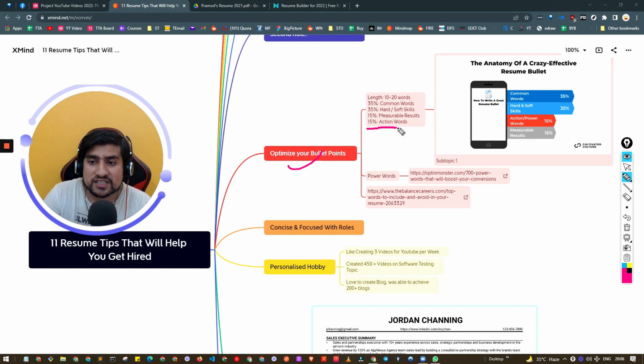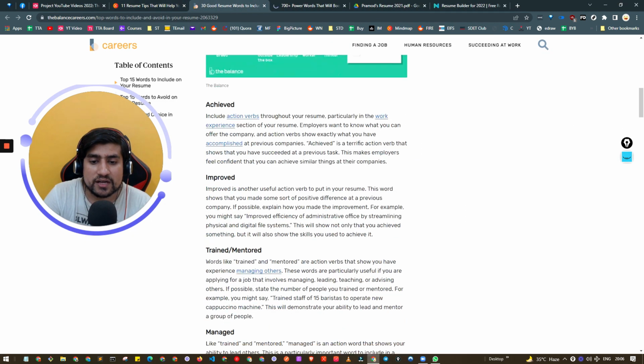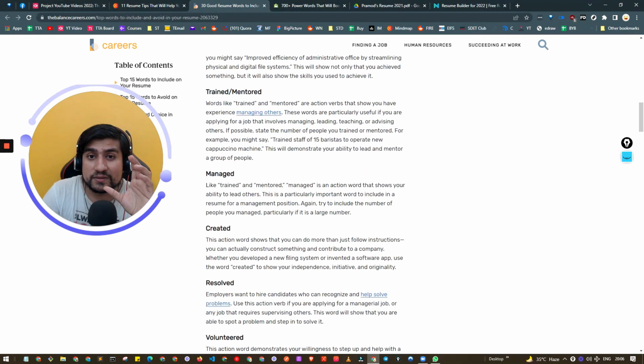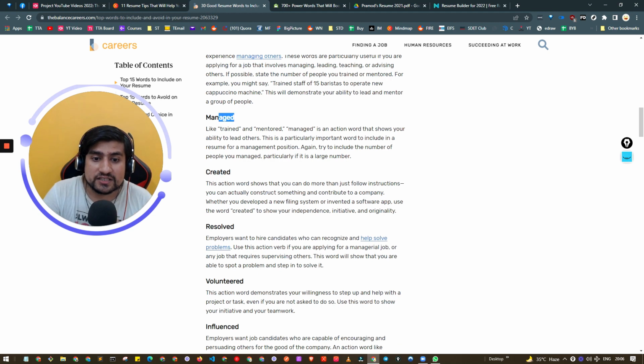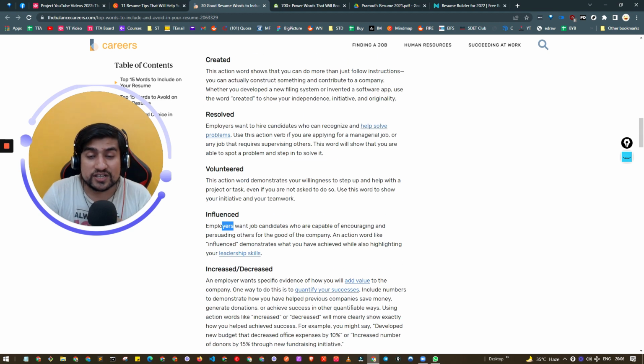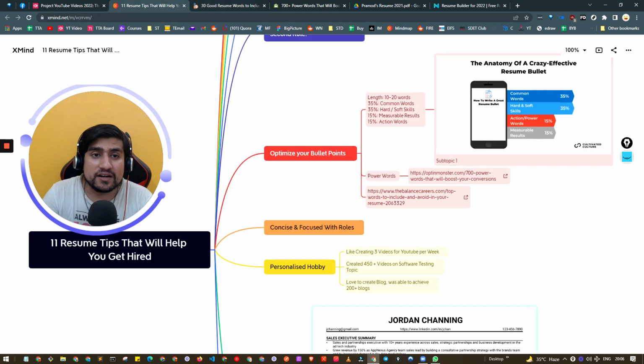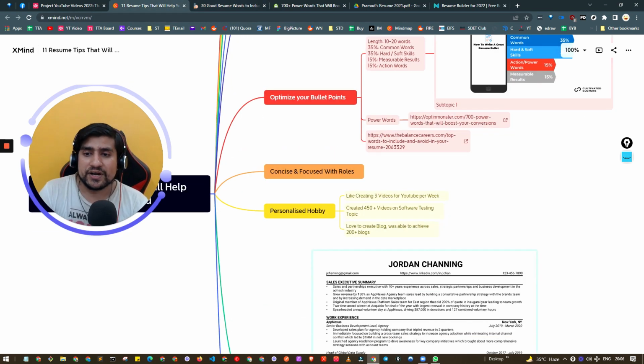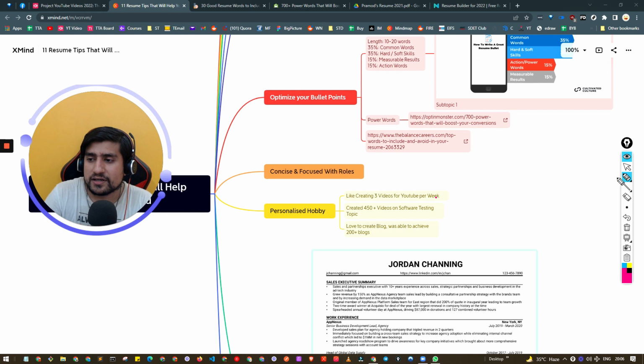You have to use something called action words. And here you will find the power words for your resume in both of these links. So what you can do is go to these links and you will find certain resume words which are really important. Whenever people skim for 6 seconds, right, they will see, okay, I have created, I have managed, I have resolved, I have volunteered, I have influenced. So these words are really important, and trust me, they are important. Pay attention to this. Both of these links are available in the description.